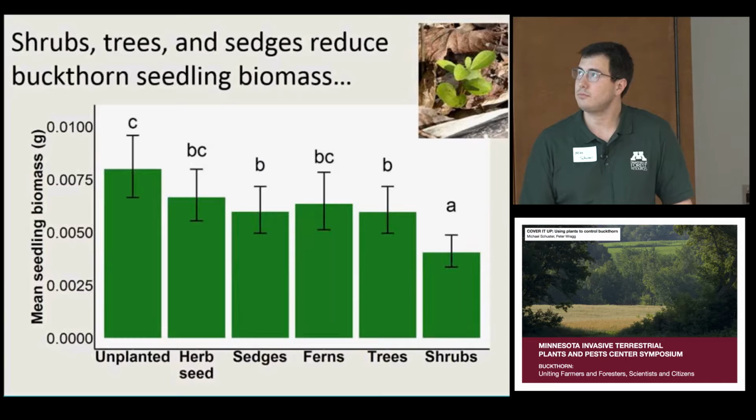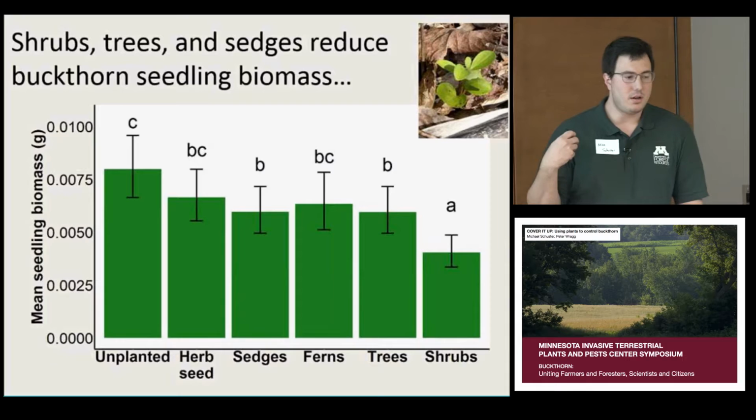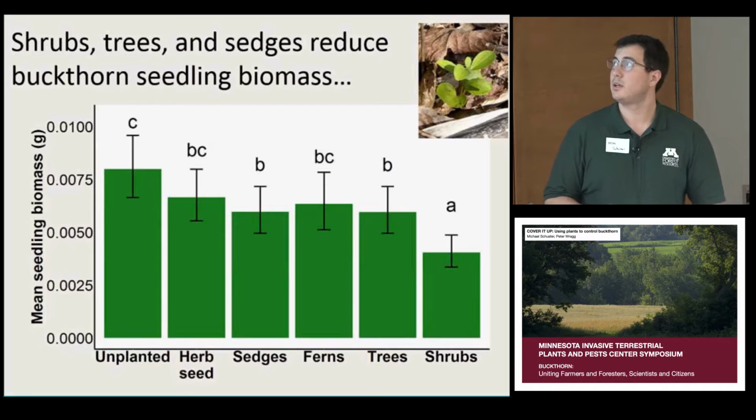As we might expect, the different treatments were able to produce different amounts of shading and consequently had a bigger impact on mean buckthorn mass. So we have unplanted controls right here, and you can see that sedges, trees, and shrubs all produce smaller buckthorns compared to that unplanted control. And that's because they increase shade.